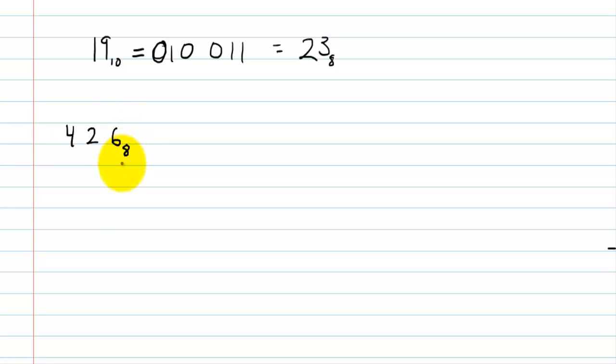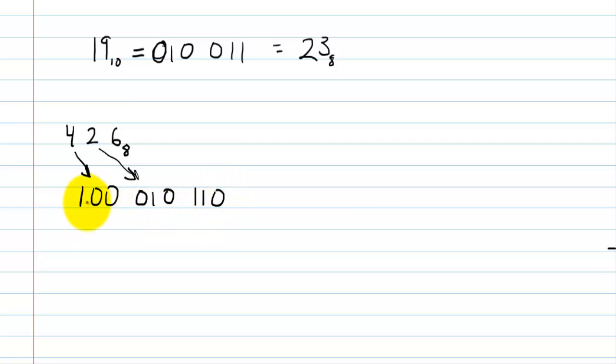426, and this is base 8. So if I want to convert this into a binary number, first I deal with this 4 right here, and I know that 4 is represented by 1, 0, 0, which is 1, 2, 4. Next we get this next value, which is 2, and 2 is represented by 0, 1, 0. And next is the 6. So 6 is just 1, 1, 0.